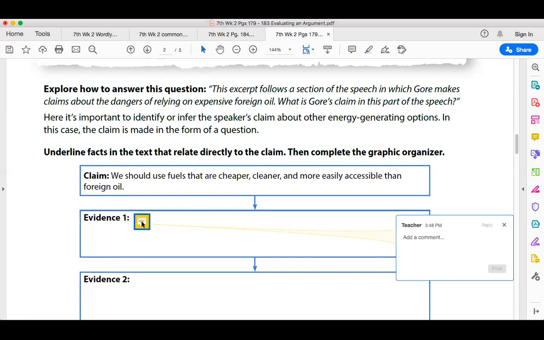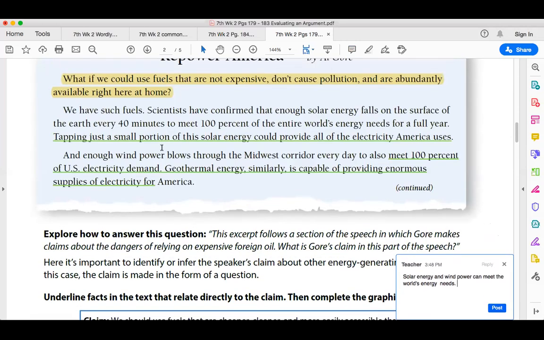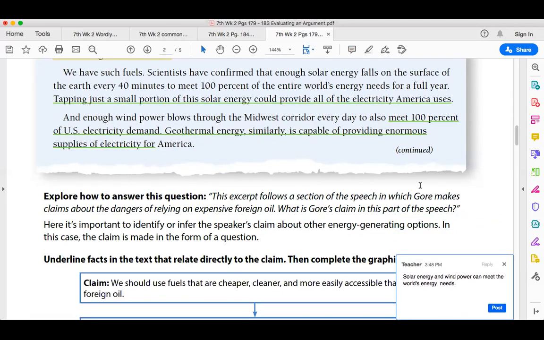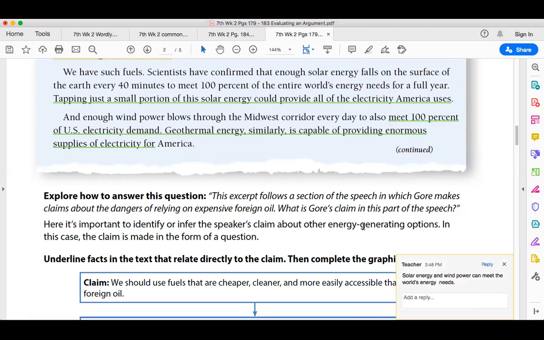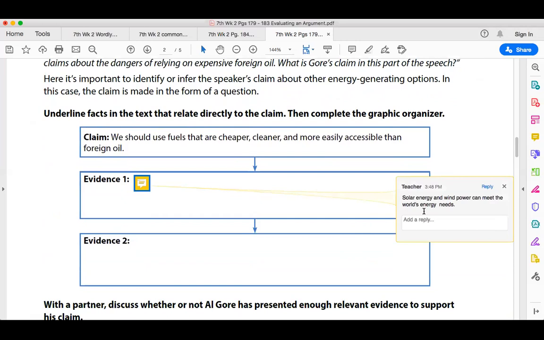And my claim is, and I'm going to put some of this in my own words and not write word for word, okay? Solar energy and wind power can meet the world's energy needs. And that right there is just explaining this one right here, mainly saying solar energy and wind power can meet the world's energy needs. That's my first one.